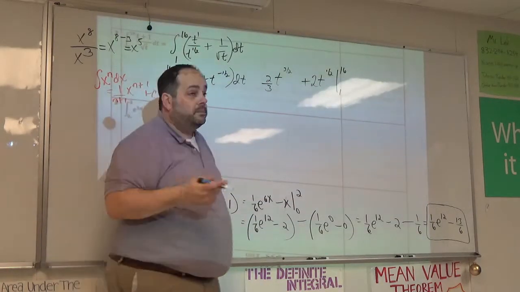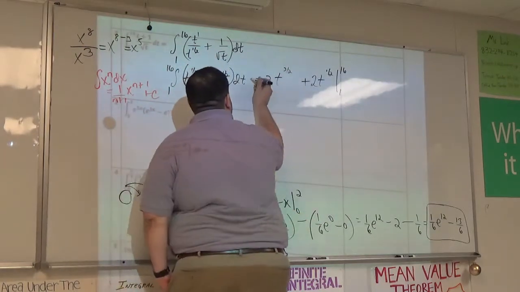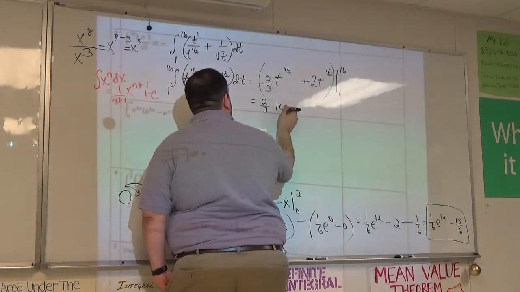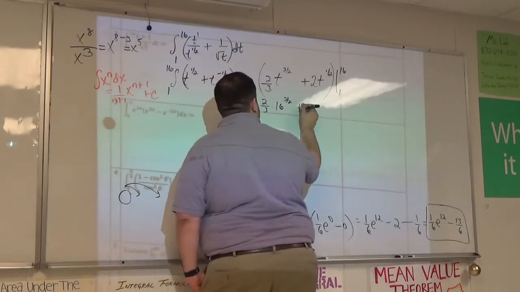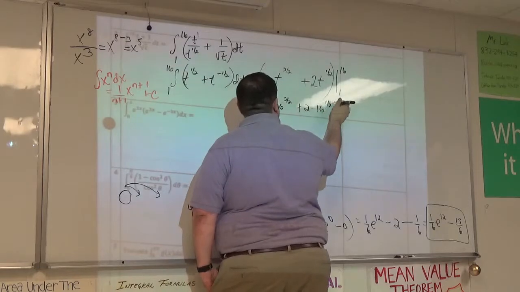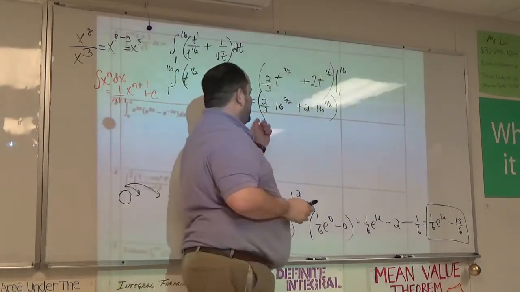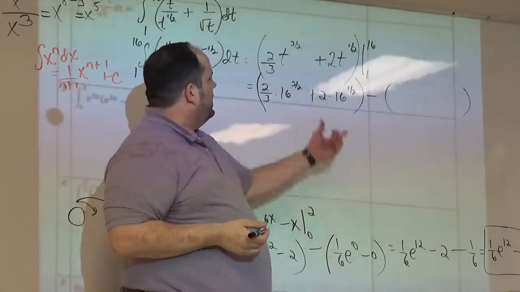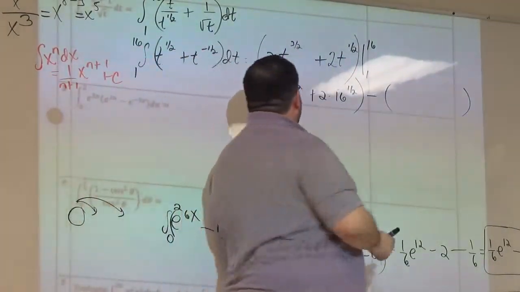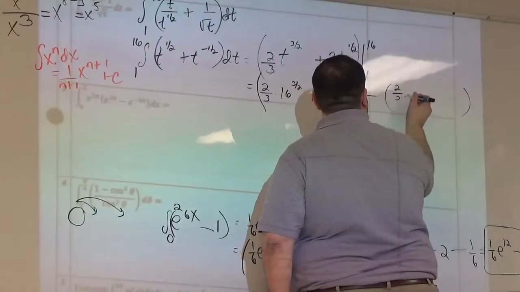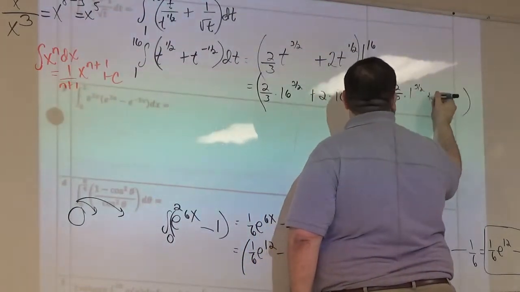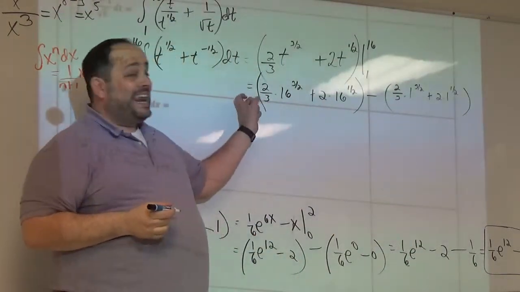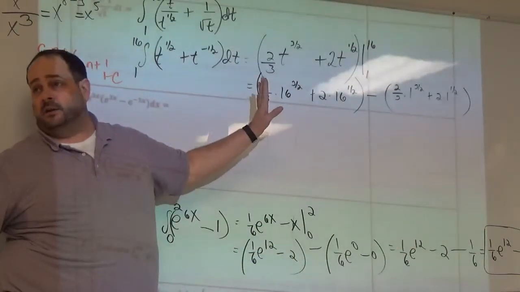Evaluate. David, what are you going to do? You're going to evaluate, right? You just have to plug this in. So you've got 2/3 times 16 to the 3/2 plus 2 times 16 to the 1/2. I want to see big parentheses there because it's this next place where the parentheses are essential. Plug in 16 minus plug in 1. So 2/3 times 1 to the 3/2 plus 2 times 1 to the 1/2. Getting here on the free response, you're done.